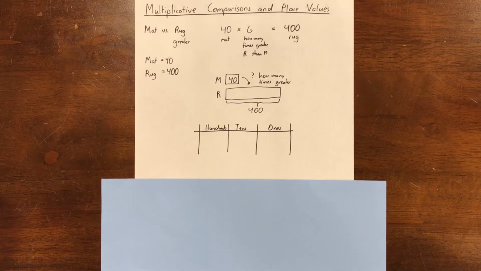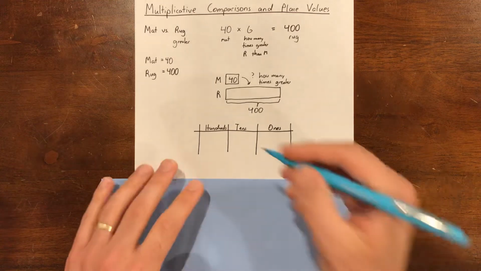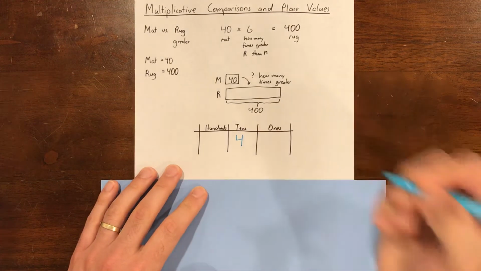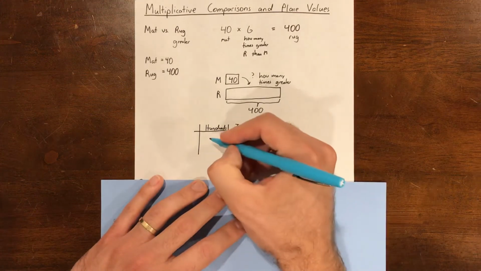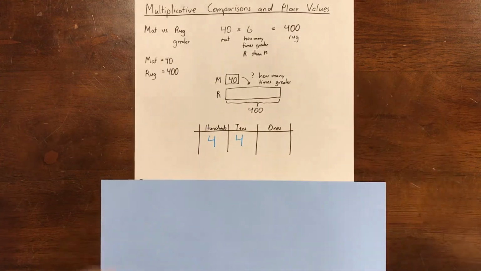Where would I put the 4 in 40 on this place value chart, and how do you know? Say it out loud. Yeah, I would put it in the tens, because 4 tens is 40. And where would I put the 4 in 400 on this place value chart, and how do you know that? Say it out loud. Yeah, I put it in the hundreds because 4 hundreds is the same as 400.